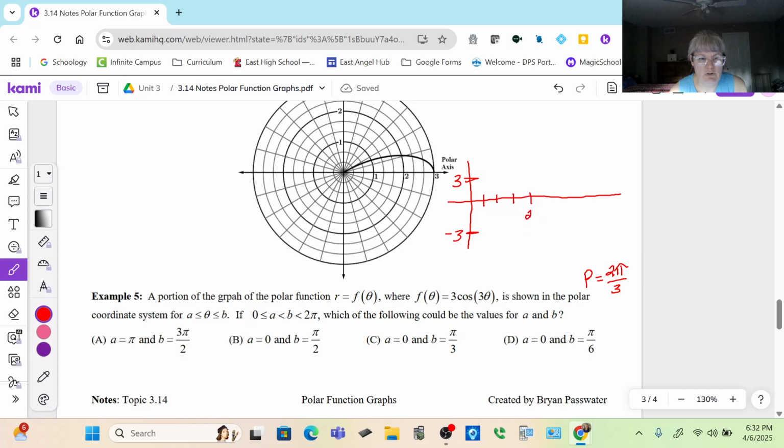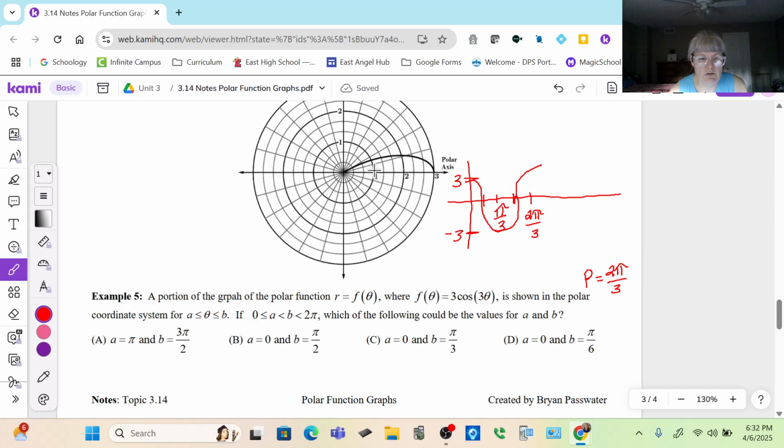So if I sketch it out, here's my 2 pi over 3. So it will hit its minimum at pi over 3. So one period of this cosine function is going to look like this. This should have gone through 2 pi over, no, this is 2 pi over 6. This would have been 3 pi over 6, or pi over 2.